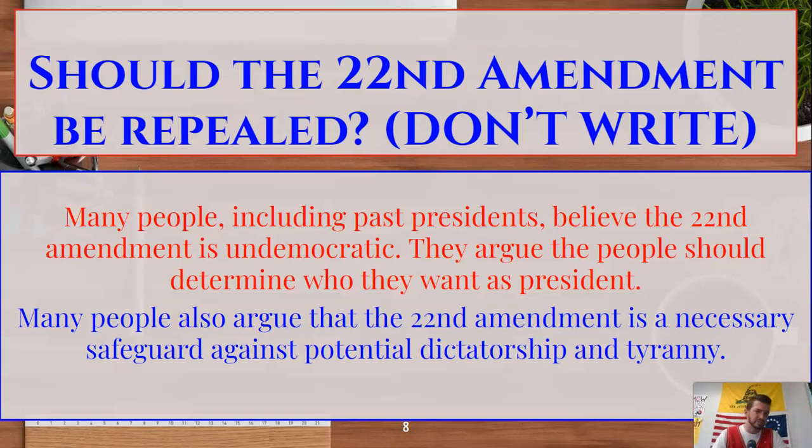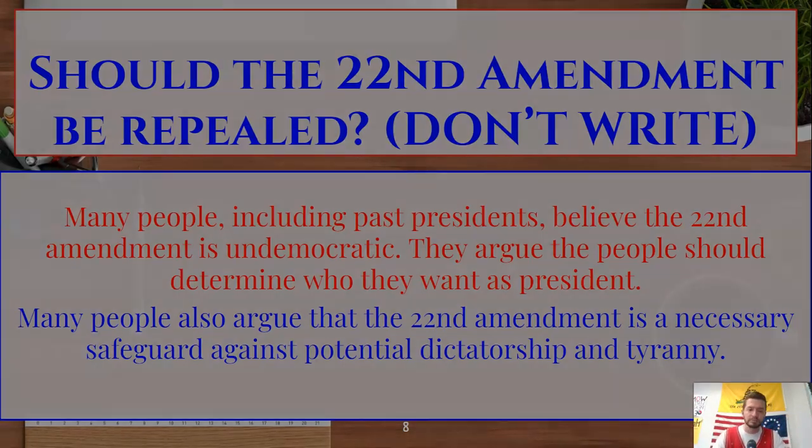So theoretically, if the president was doing a really good job, but they had already served 2 terms, even if a majority of people wanted them to continue in that role, they would be unable to because of the 22nd Amendment. And so a lot of people, including past presidents, say that it's an undemocratic amendment and it should be repealed. But again, a lot of people also think that the 22nd Amendment is necessary in order to try to prevent a monarchy or a dictatorship, or any sort of tyrannical ruler from taking over.